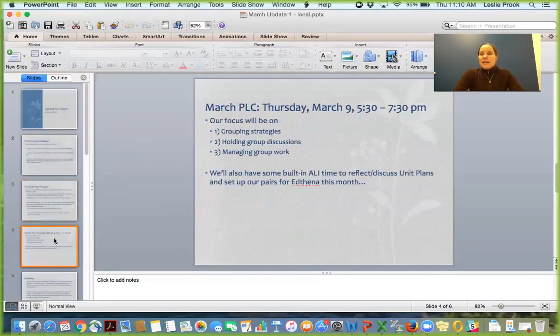Next, Thursday, March 9th is the next PLC. It's from 5:30 to 7:30 like always. We're going to go back to high leverage practices for this PLC, and we're going to have some station work around grouping strategies. So how do you group kids intentionally, and what are other ways of grouping students? How do you hold group discussions? And how do you manage group work when you're doing station work or other things in your classroom?